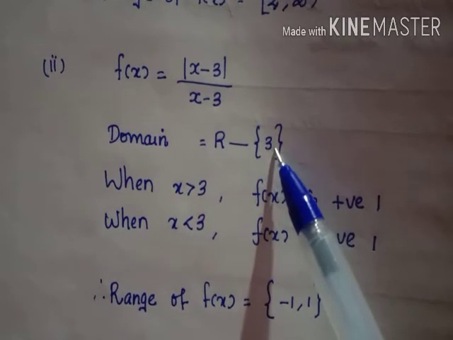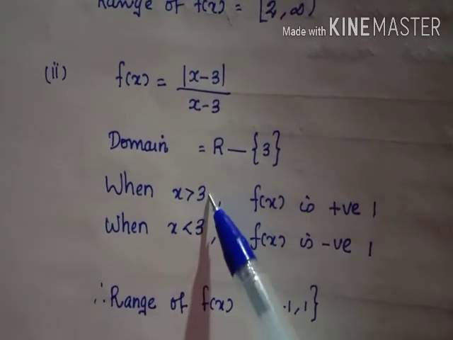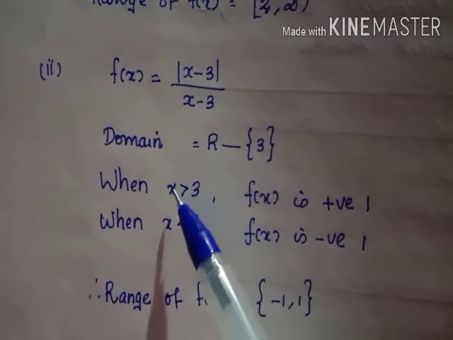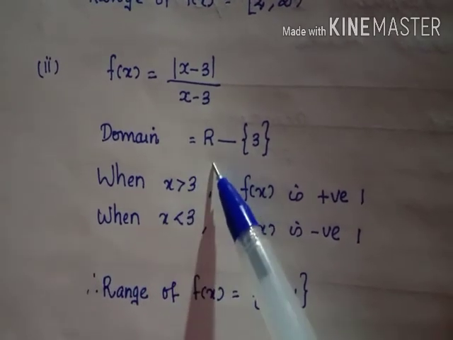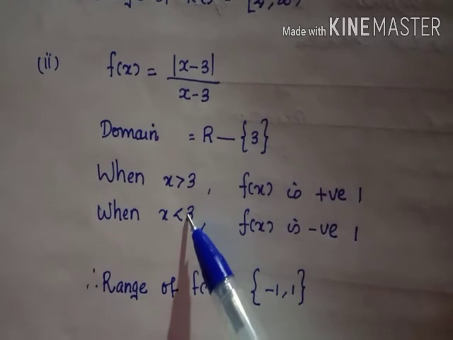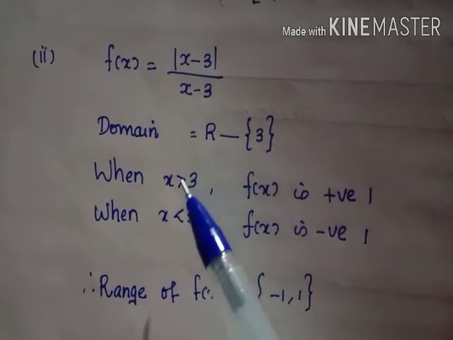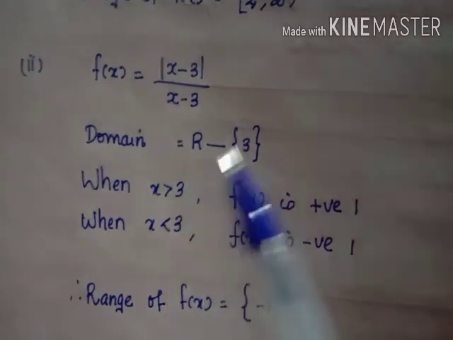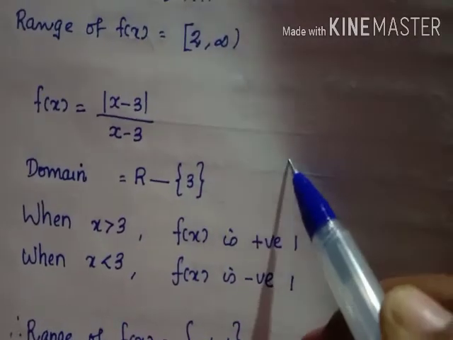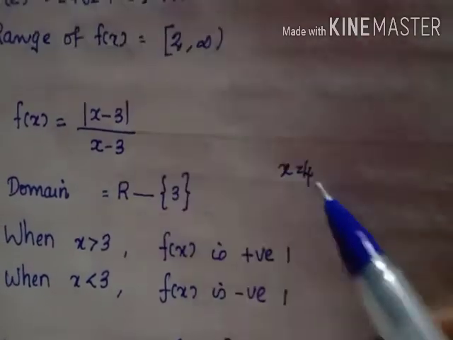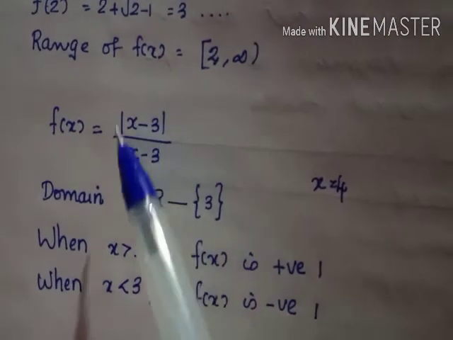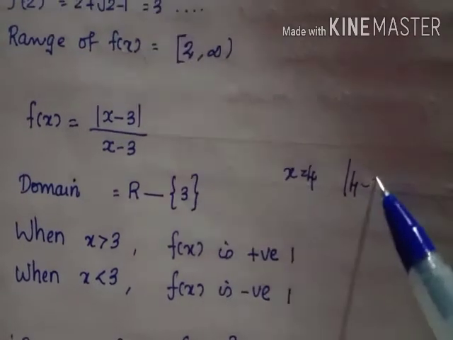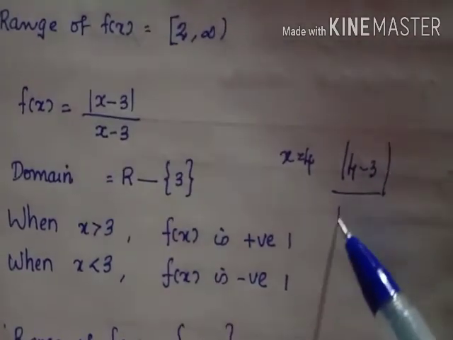Now we can consider x greater than 3 and x less than 3. We can choose the values for x as more than 3 as well as less than 3. Now listen, what will happen when x is greater than 3? Suppose x equal to 4. Let us consider x equal to 4. So what is this f of x? Modulus of 4 minus 3 divided by 4 minus 3.